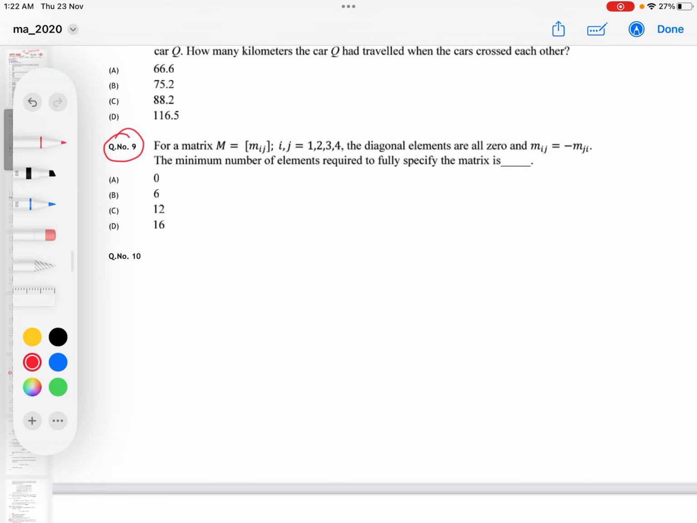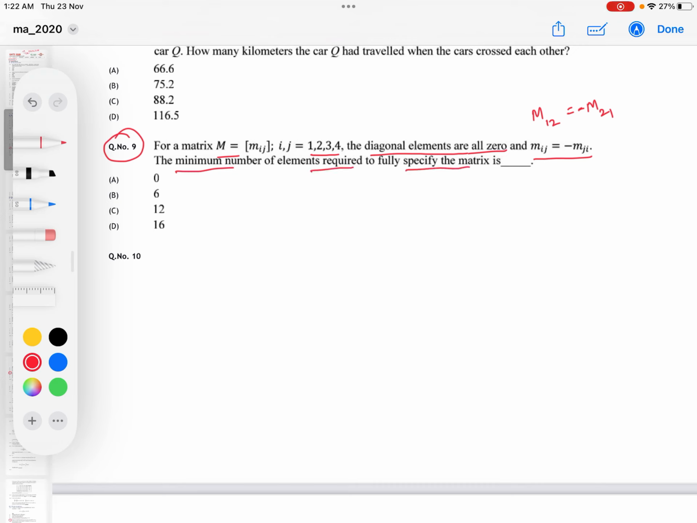The question is: given matrix M with entries M_ij, where i, j range over 1 to 4, and the diagonal elements are all 0. This is one piece of information that is given. Also, another piece of information is that M_ij is equal to minus M_ji. So if you know the element at position 1 2, then you also know the element at position 2 1, right? That will be minus of it. The question asks for the minimum number of elements required to fully specify the matrix.